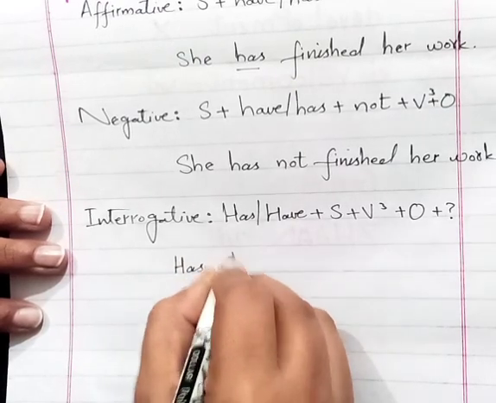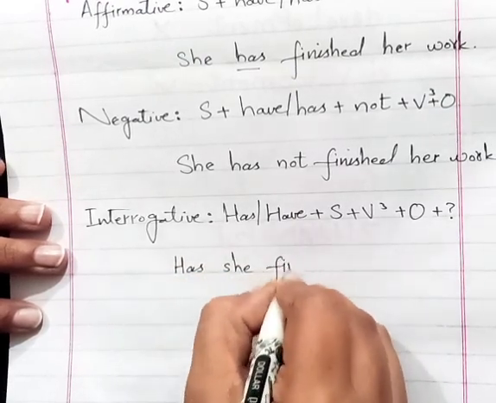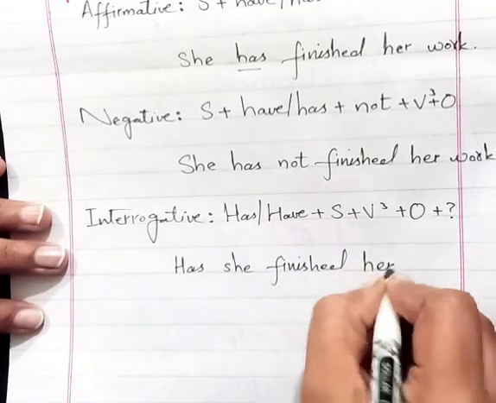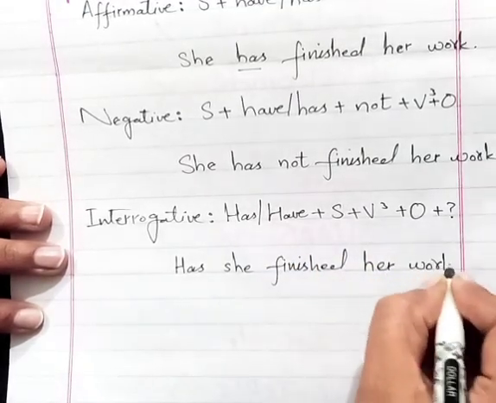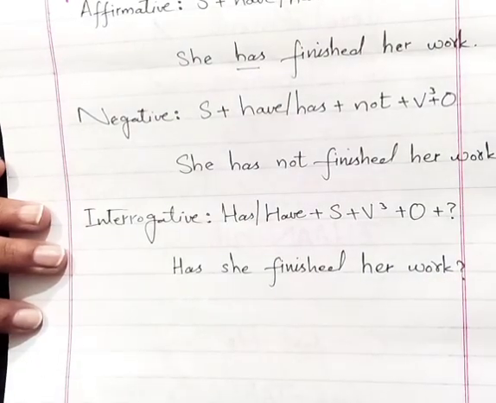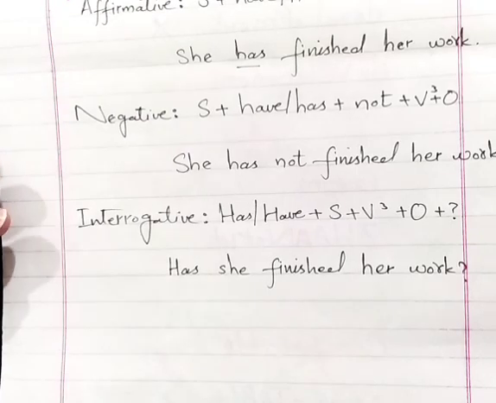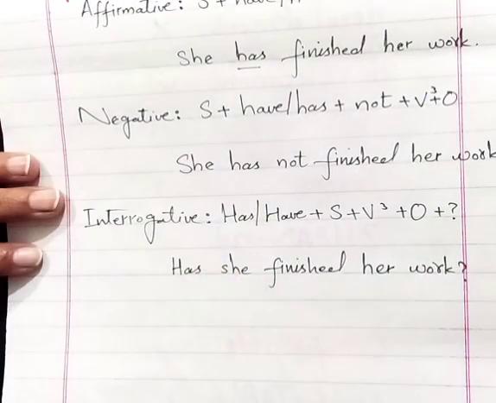Now I'll write an example of this. Has she finished her work? And a question mark. Right. Alright, this was the easiest way to understand and to learn present perfect tense.